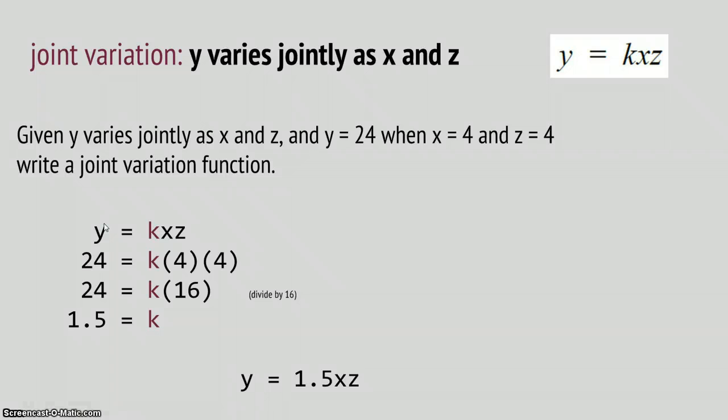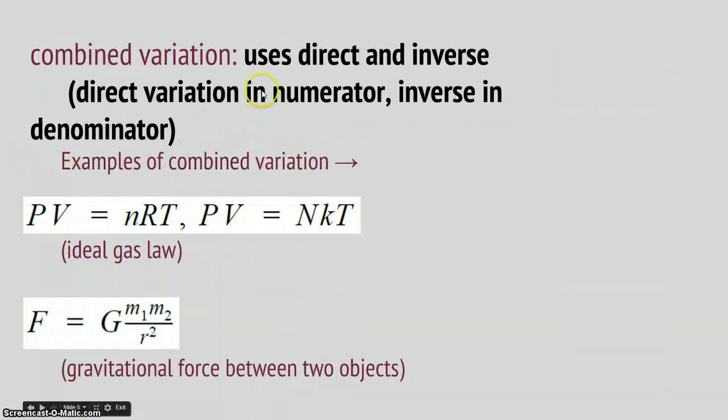Okay? The final one is called combined variation. And combined variation uses direct variation and inverse variation. They work together. Sometimes you'll see the direct variation happening in the numerator and the inverse variation happening in the denominator, right? We saw that a little bit when we looked back at inverse. We talked about x living in the denominator. Here's some examples of combined variation.